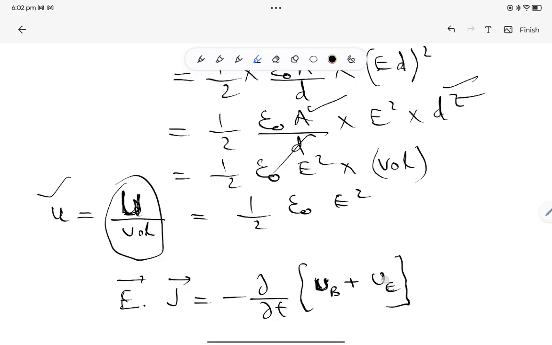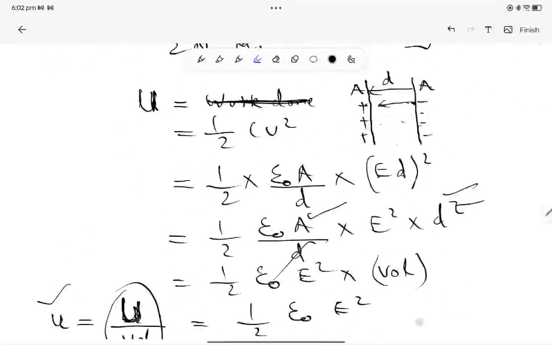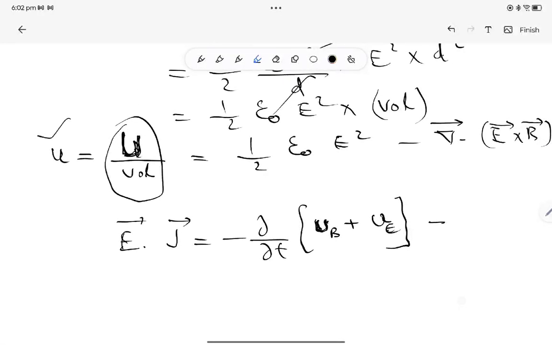Both have a 1 by 2 factor within them, and then I have minus del dot E cross B. So I have to write it as minus del dot E cross B.